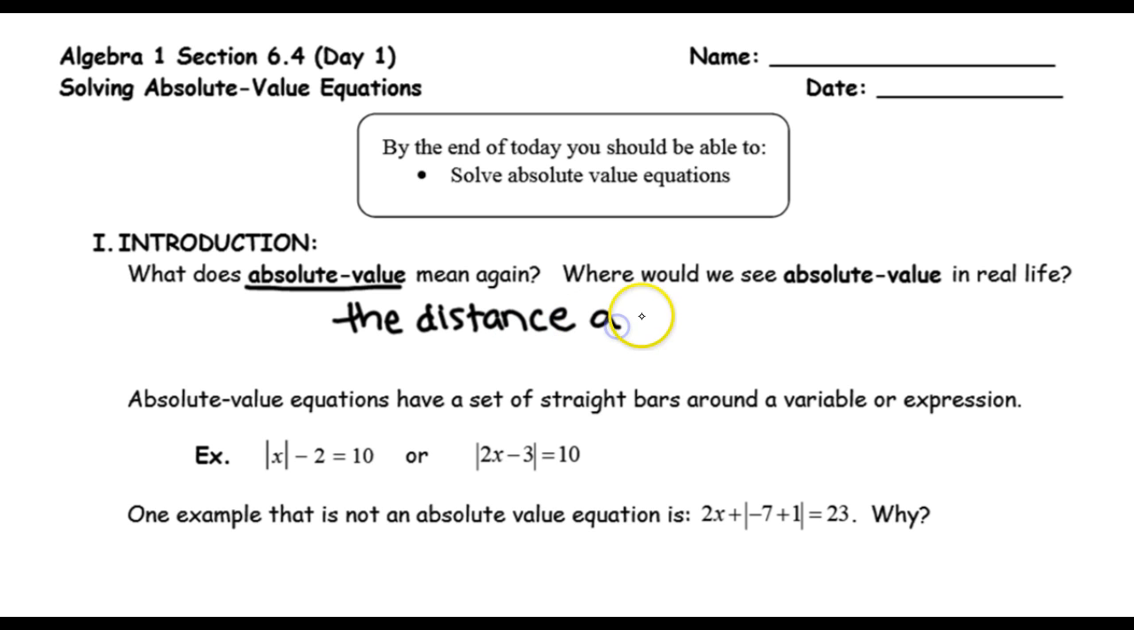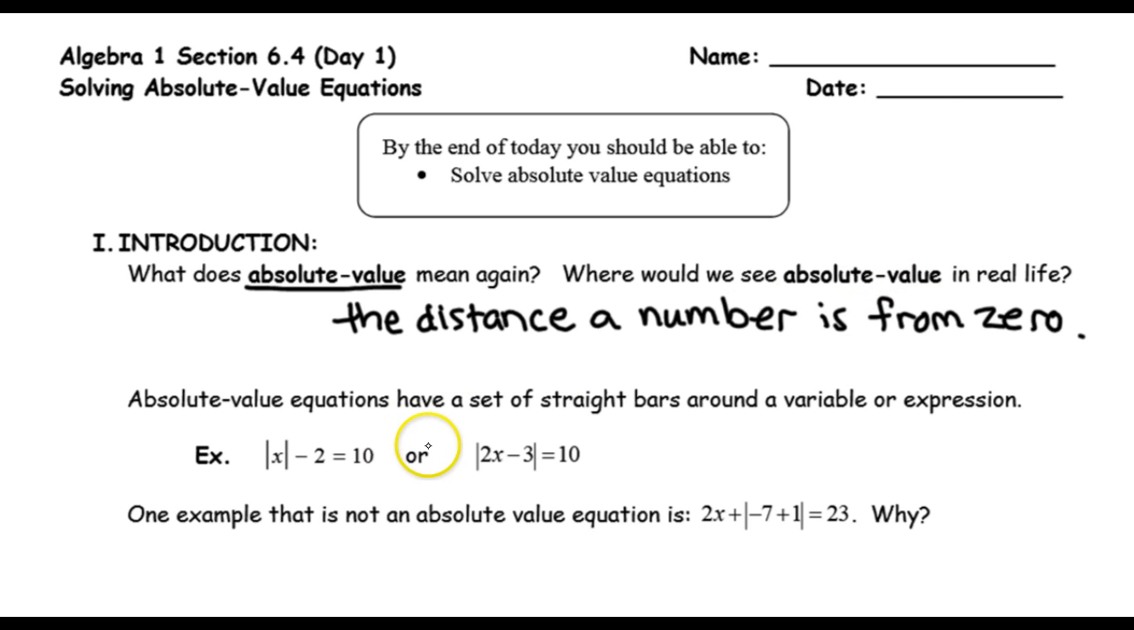Some examples of absolute value would be distance, anything involving distance. If we are traveling south, let's say, that's technically a negative value, but we wouldn't say we're going negative 200 miles to Florida. We would say that we're going south 200 miles to Florida. So that's an example of absolute value. Because it's a distance, it's always positive.